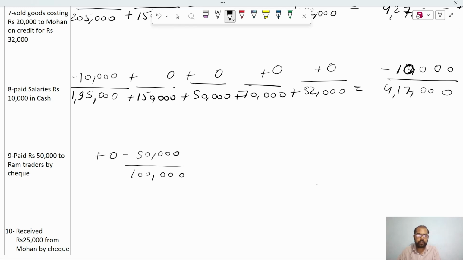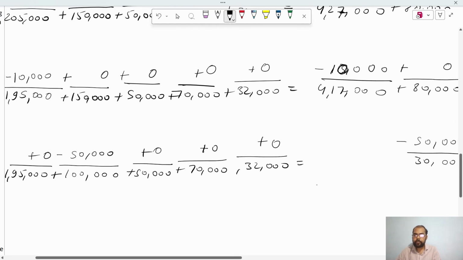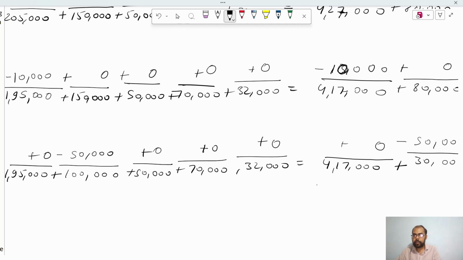No change in cash, no change in furniture, no change in stock. No change in debtor also. They will remain same. And it is very important to write down the balance of the amount after each transaction. That is 32,000, and zero change in capital also. 4,17,000 capital remains same.